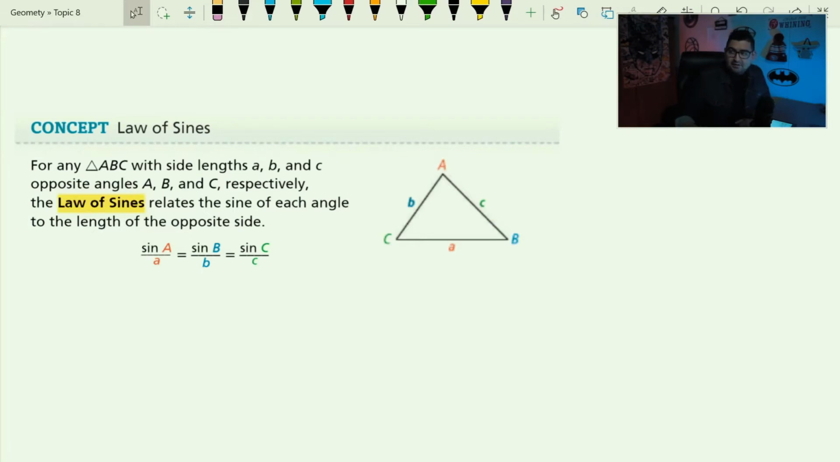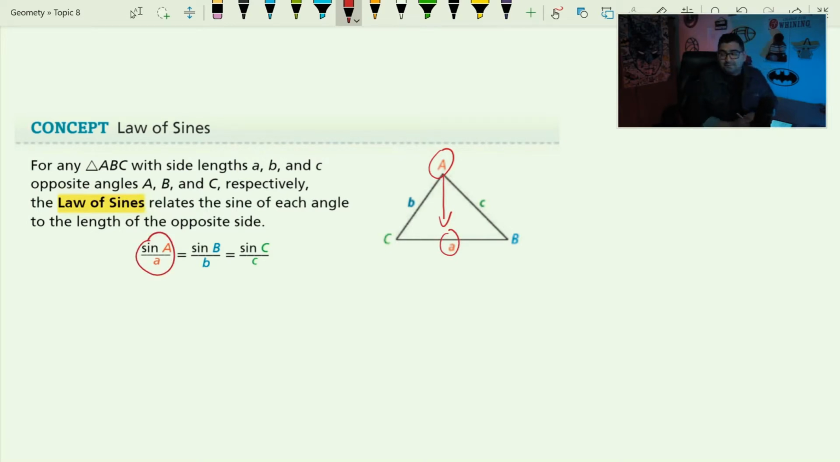So here I have the law of sines written for you. It says that for any triangle ABC with side lengths a, b, and c, opposite angles capital A, B, and C respectively, the law of sines relates the sine of each angle to the length of the opposite side. That sounds really complicated, but really what it's saying is that we can take the sine of any angle in a triangle. So for example, I can do the sine of A and divide it by the side that's opposite to it, lowercase a.